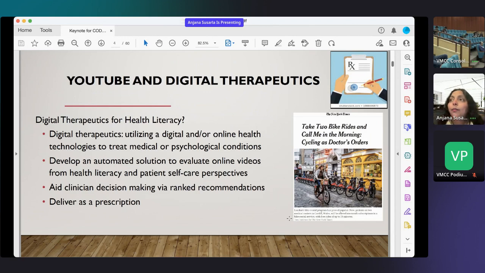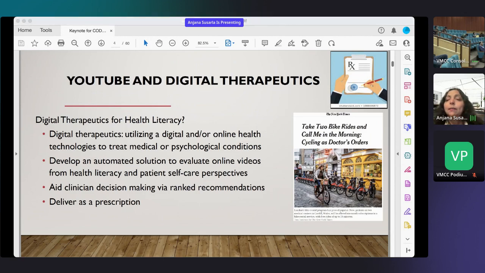And basically, we are using machine learning methods to evaluate these videos from publicly generated content on social media, such as YouTube as our example. Can we evaluate them from a health literacy and patient self care perspective? And what is the end goal?